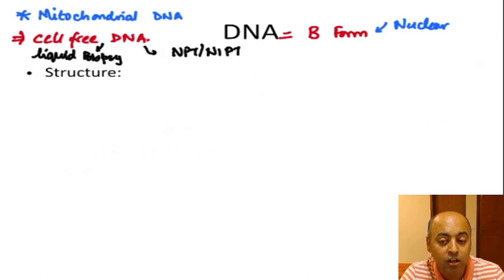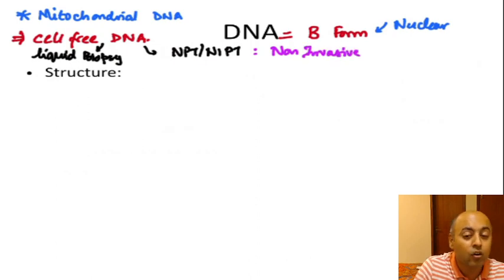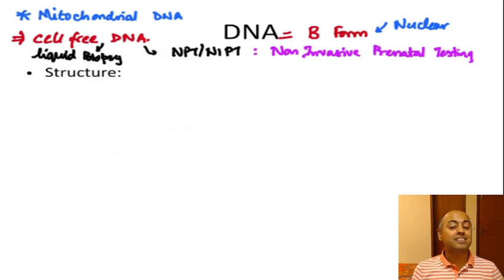The technique is called non-invasive prenatal testing. I'll write it here. This is known as non-invasive, so you can write it as N or NI, P is for prenatal and T is for testing. So non-invasive prenatal testing, a screening tool for measuring the trisomies.